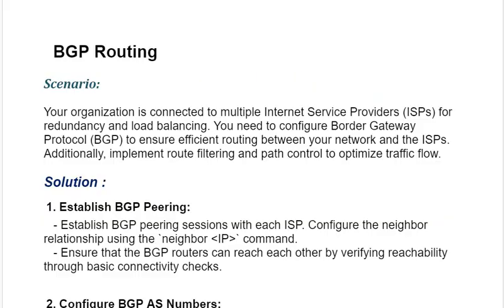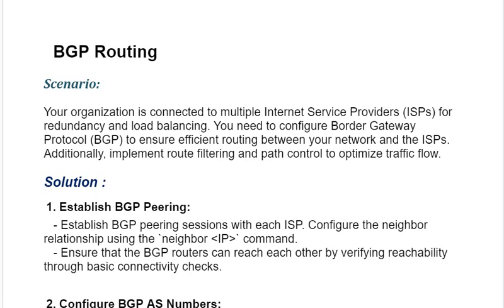Now moving towards the scenario based on the topic BGP routing. Our scenario is: your organization is connected to multiple Internet Service Providers (ISPs) for redundancy and load balancing. You need to configure Border Gateway Protocol (BGP) to ensure efficient routing between your network and the ISPs. Additionally, implement route filtering and path control to optimize traffic flow. Being a CCNA network administrator, what will be your solution?